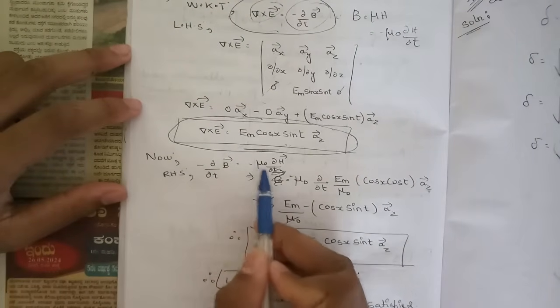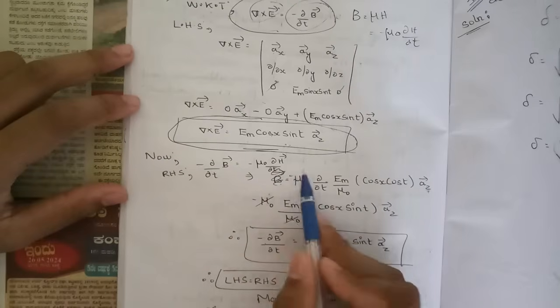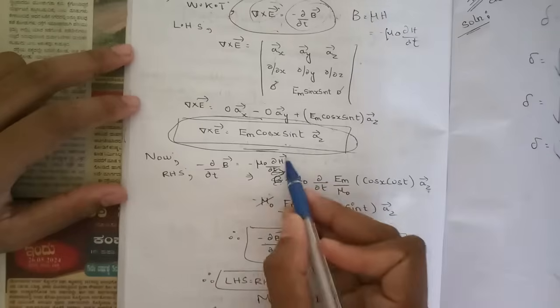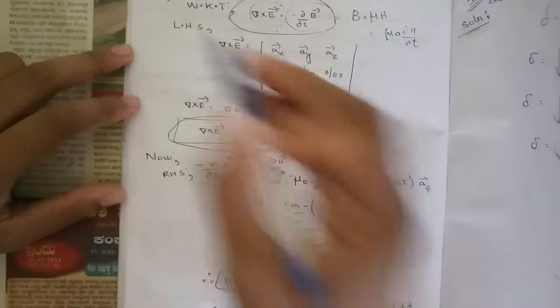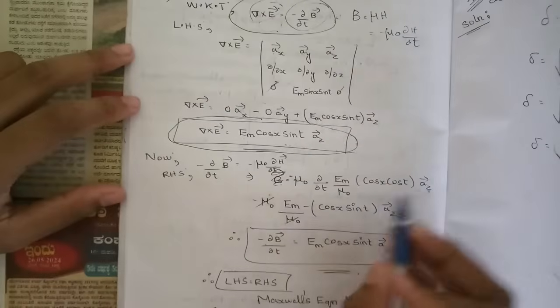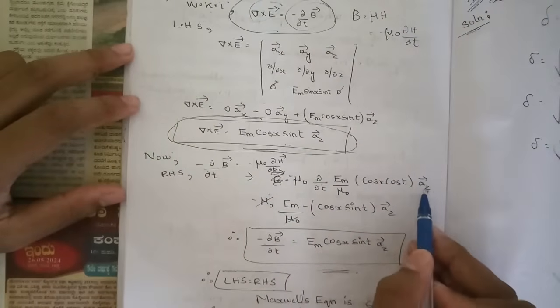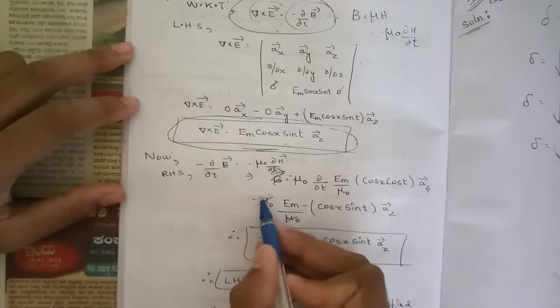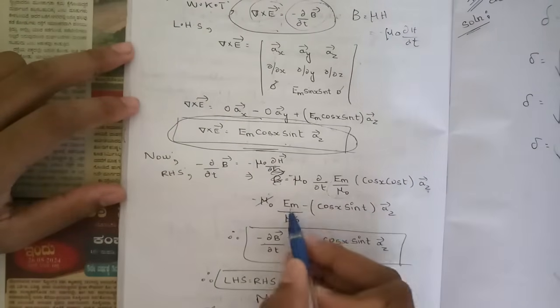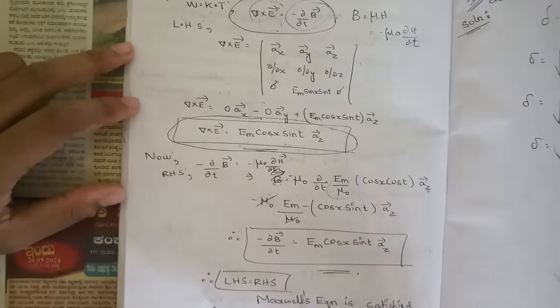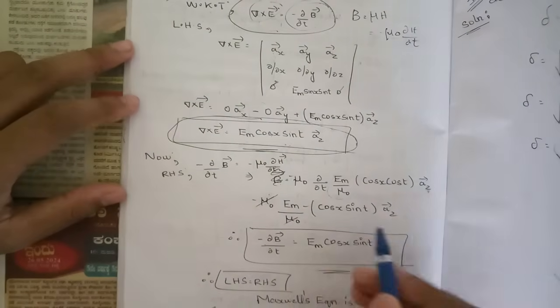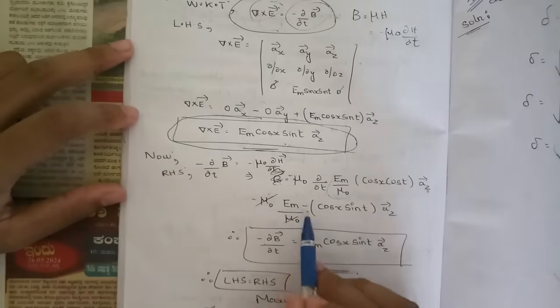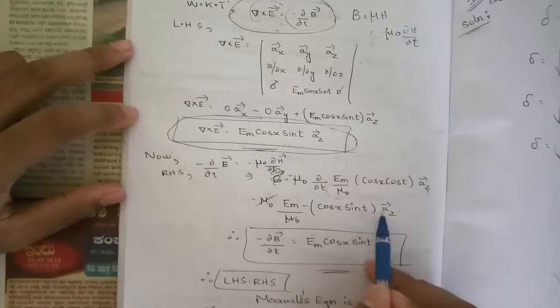Okay, similarly for the right hand side, that is -∂B/∂t, or we can write it as -μ0 ∂H/∂t. Substituting the formula for H, that is Em/μ0 into cos x cos t Az, we can take -μ0 and this Em/μ0 outside so that we can cancel this μ0. So we are left with Em into -cos x sin t into Az.